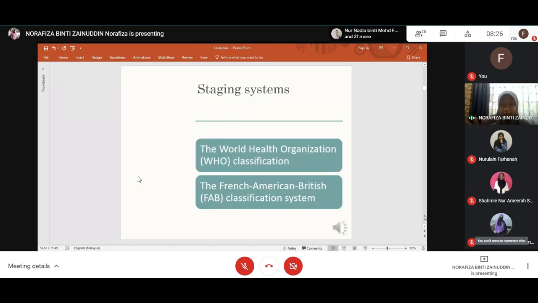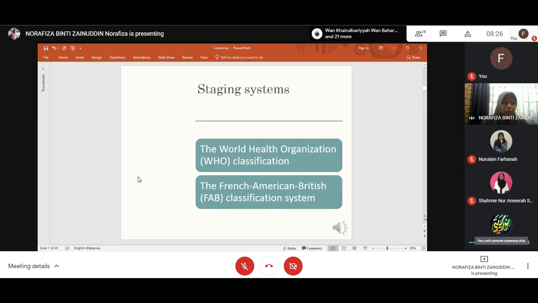Okay, saya dekat slide staging system sekarang ya, betul? Betul. Alright. Okay. Right. Ada yang cakap apa-apa ke?